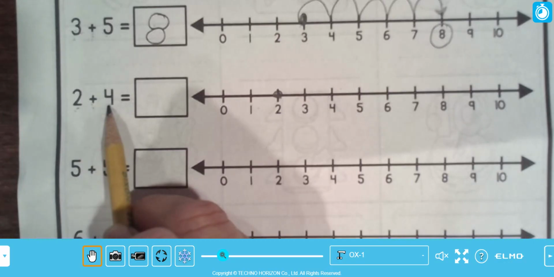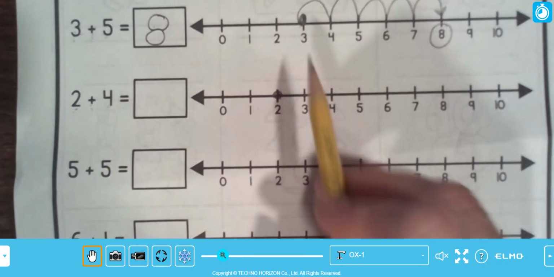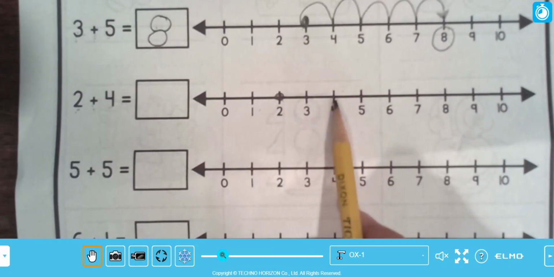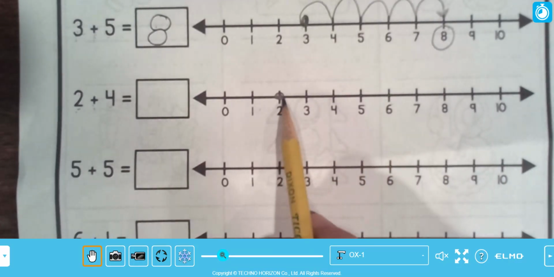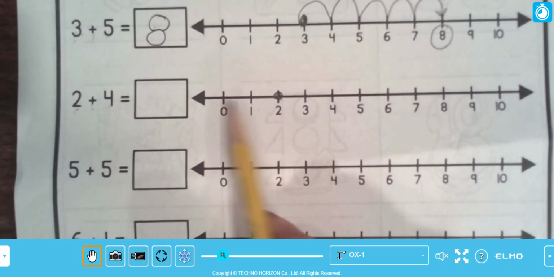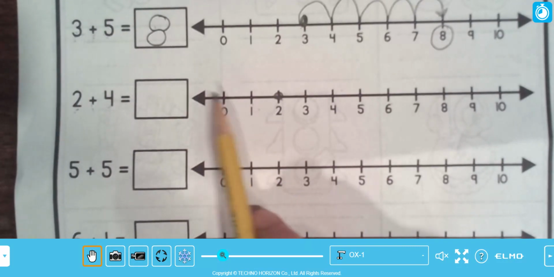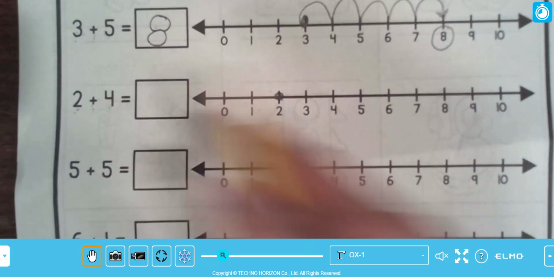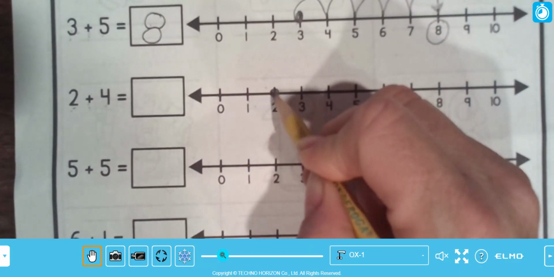How many bumps? 4. So I'm going to move in this direction because in this direction, see the numbers are getting bigger? If you go in this direction, the numbers are getting smaller. 1 and 0, they're getting smaller. But in this direction, they're getting bigger. So let's make 4 bumps. Here I go. Ready? Begin.